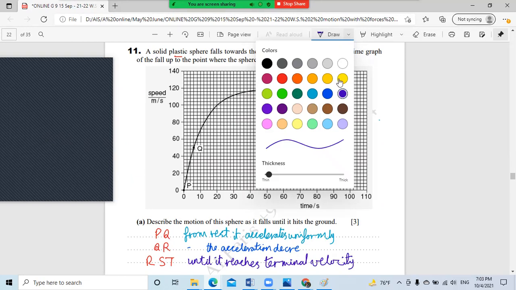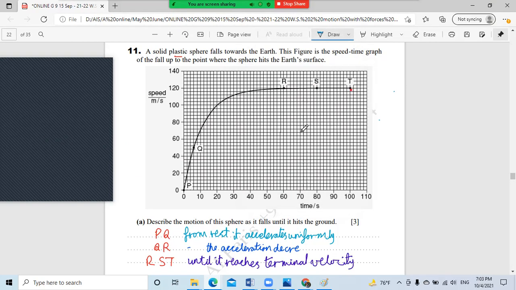Again, a solid plastic sphere falls towards the earth. The speed time graph shows the velocity of it, the speed of it until it hits the ground surface. Because they say the plastic, that means it's affected by air resistance, and as you can see, it's not a straight line, it's curved. That means there is no uniform acceleration.